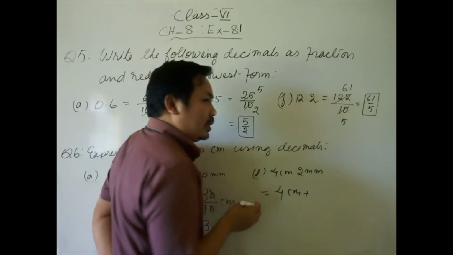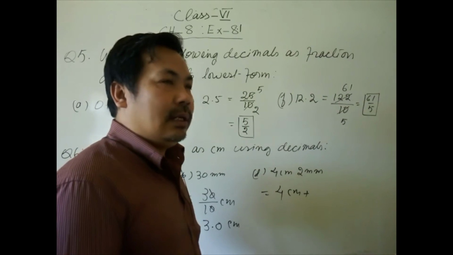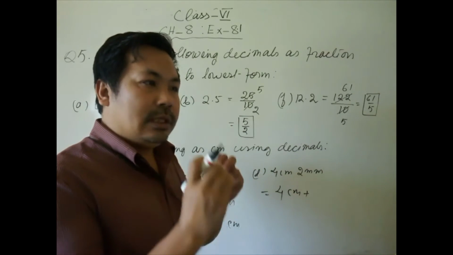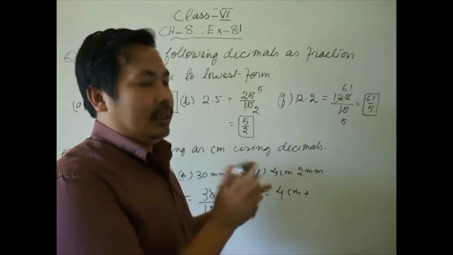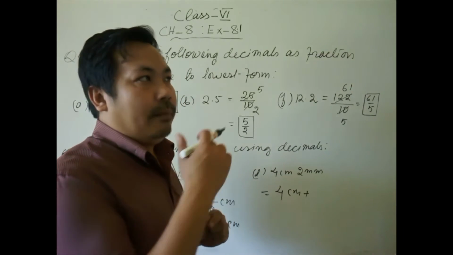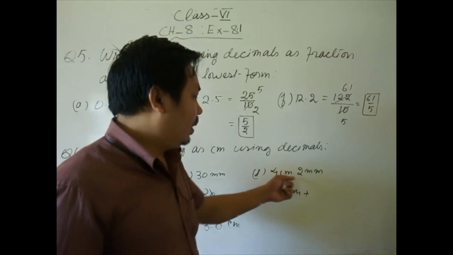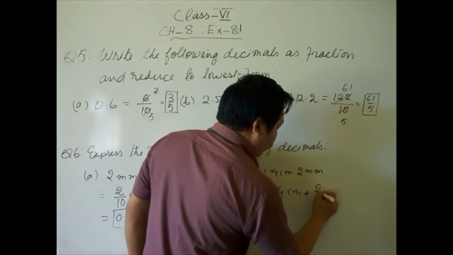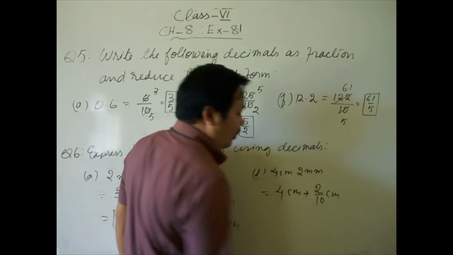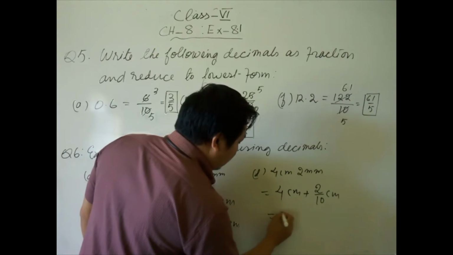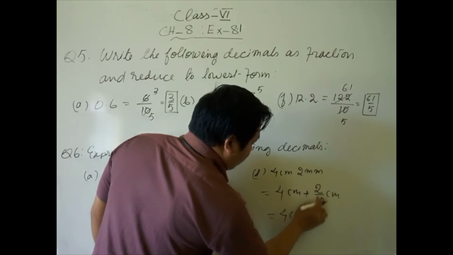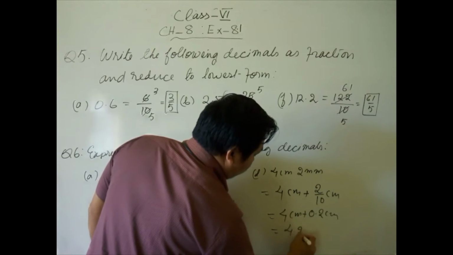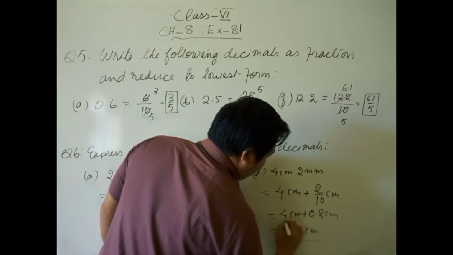So plus. Always remember that to convert the given number into decimal numbers, we need plus. If you don't use plus, and do multiplication or something else, then you will go wrong. So we need to plus. Okay. 4 centimeter plus 2 millimeter will become 2 by 10 centimeter. Isn't it? 2 by 10 centimeter. Then 4 centimeter plus 2 by 10 means 0.2 centimeter. That means 4.2 centimeter is the answer.